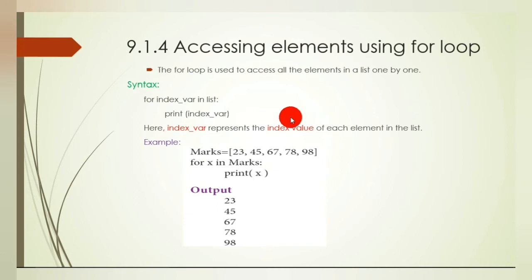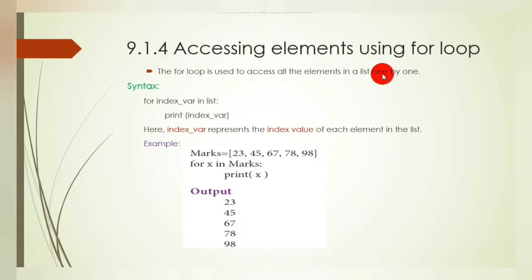In the previous example, we accessed all the elements present in a list by using a while loop. Okay, now we are seeing the topic: accessing elements using a for loop. How we can use a for loop to access all the elements present in a list. The for loop is used to access all the elements in a list one by one. So the syntax for this: for index var in list. Here we already know the syntax of a for loop is: for counter variable in sequence. Here, for the sequence, you have to take the elements from the list.